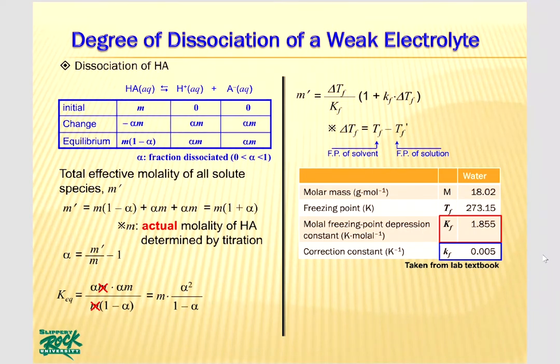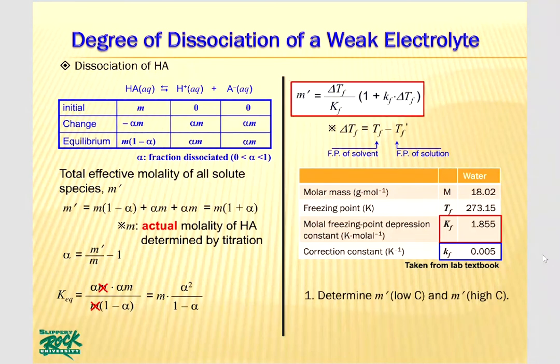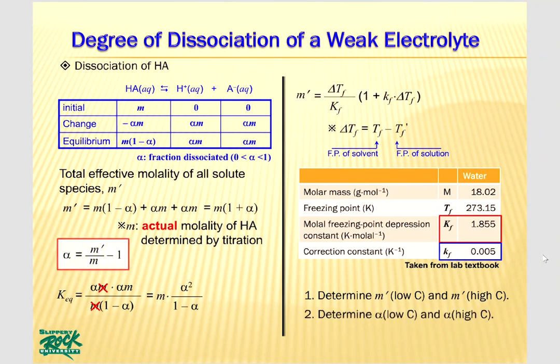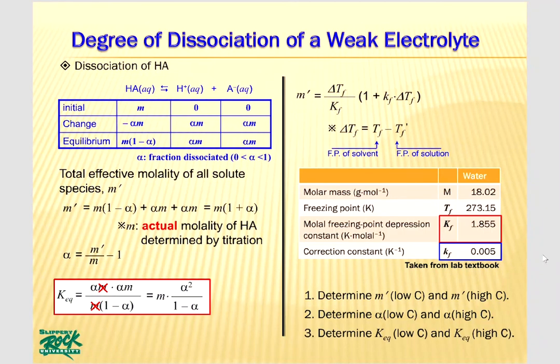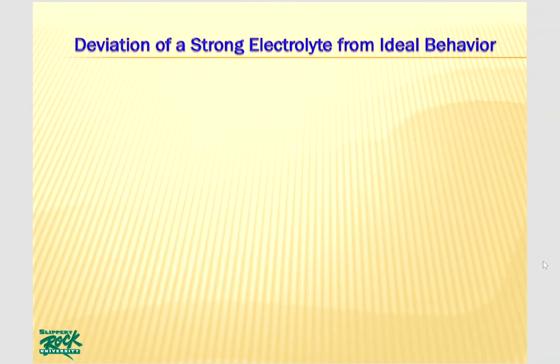Now, you can determine two M', one for the lower concentration and one for the higher concentration. You can also determine two alpha values, one for the lower concentration and one for the higher concentration. Finally, you can determine two equilibrium constants for the weak electrolyte solutions, one for the lower concentration and one for the higher concentration. Strong electrolyte like HCl dissociates completely in ideal condition.